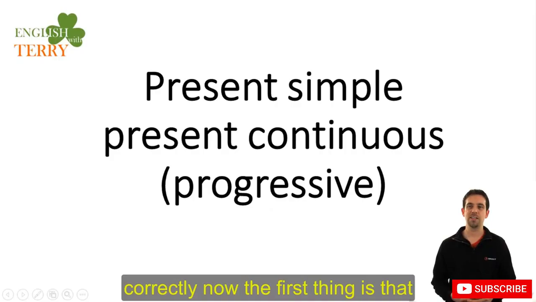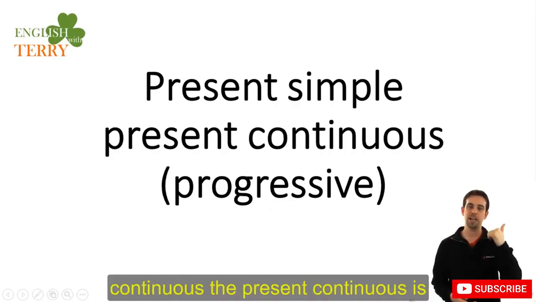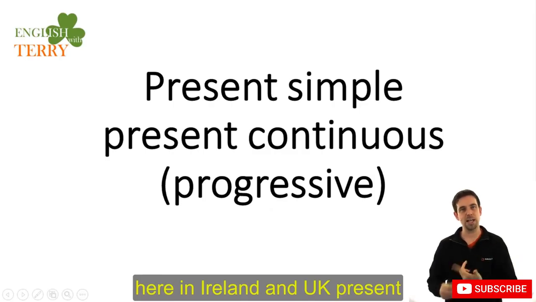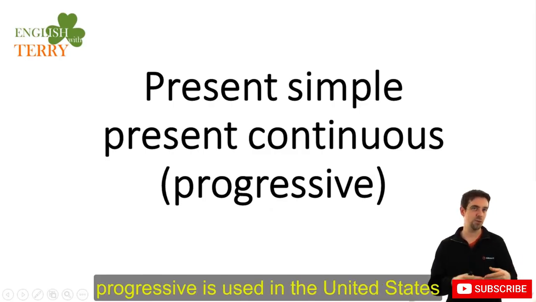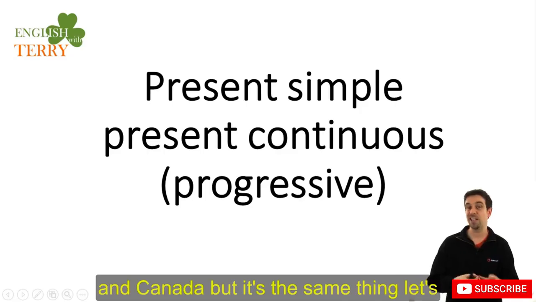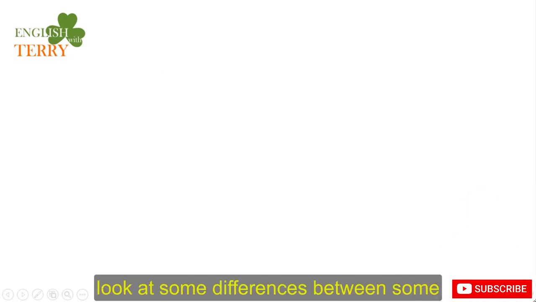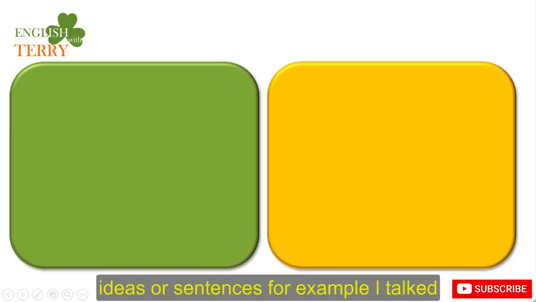Now, the first thing is the names: present simple and present continuous. Present continuous is used here in Ireland and the UK. Present progressive is used in the United States and Canada, but it's the same thing. Let's look at some differences between some ideas or sentences.